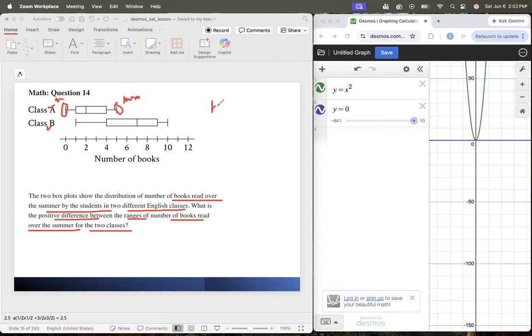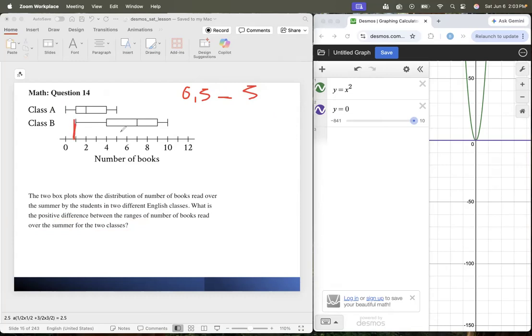So the range is usually defined by what? Maximum minus the minimum. This is the median, the middle number, and then different percentages. This is the 25%, this is 50%. Here is 75%. But to find the range, look at the graph and you can find it. Here, class A is 0, and then the maximum is 5. So the range is 5.